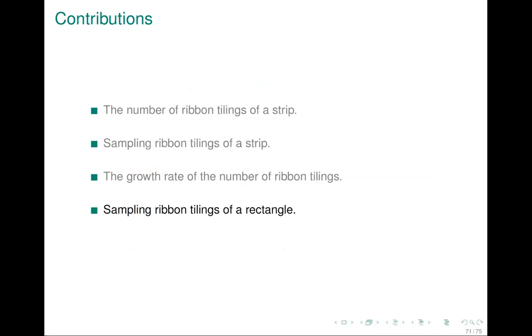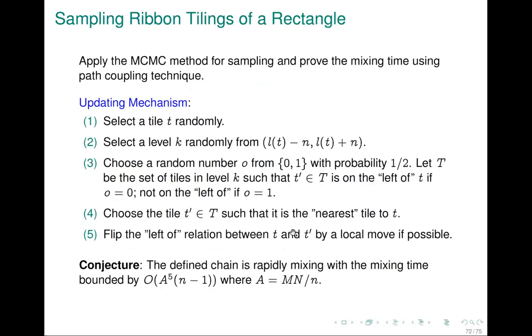We can have a very good method for the strip, since we can count all the fundamental regions. But here for rectangles, we don't have that kind of conclusion. So the method we use is the Markov chain method, the Markov chain Monte Carlo method. So I define the updating mechanism this way. So it's a long word.